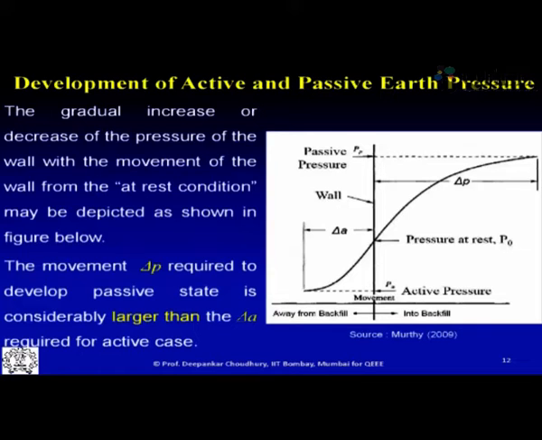And here, when it reaches the plastic state of equilibrium, that means after a movement of delta A, we call this PA, that is P suffix A, or active state of earth pressure. So this active state of earth pressure is completely the minimum among all these three pressures, that is, earth pressure at rest, passive earth pressure and active earth pressure.